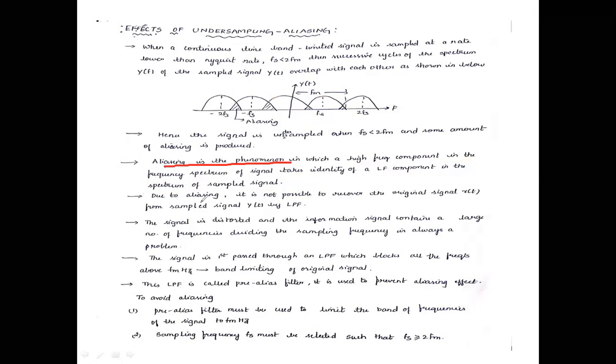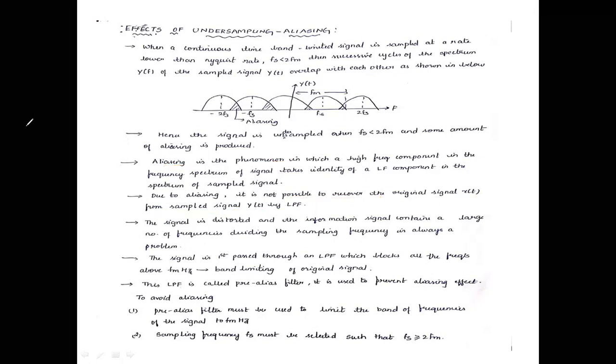Due to the aliasing, it is not possible to recover the original signal x of t from the sampled y of t by the low pass filter. Due to this aliasing, we can't recover the original signal. So by using the greater than and equal to condition on the sampling rate, we can recover the original signal by using the practical low pass filter or the ideal low pass filter. Practical low pass filter we use for greater than 2 fm, and ideal low pass filter we use to recover the original signal for the equal condition, fs is equal to 2 fm. But in this condition, there is the aliasing effect. It is not possible to recover the original signal x of t from the sampled signal y of t by the low pass filter.